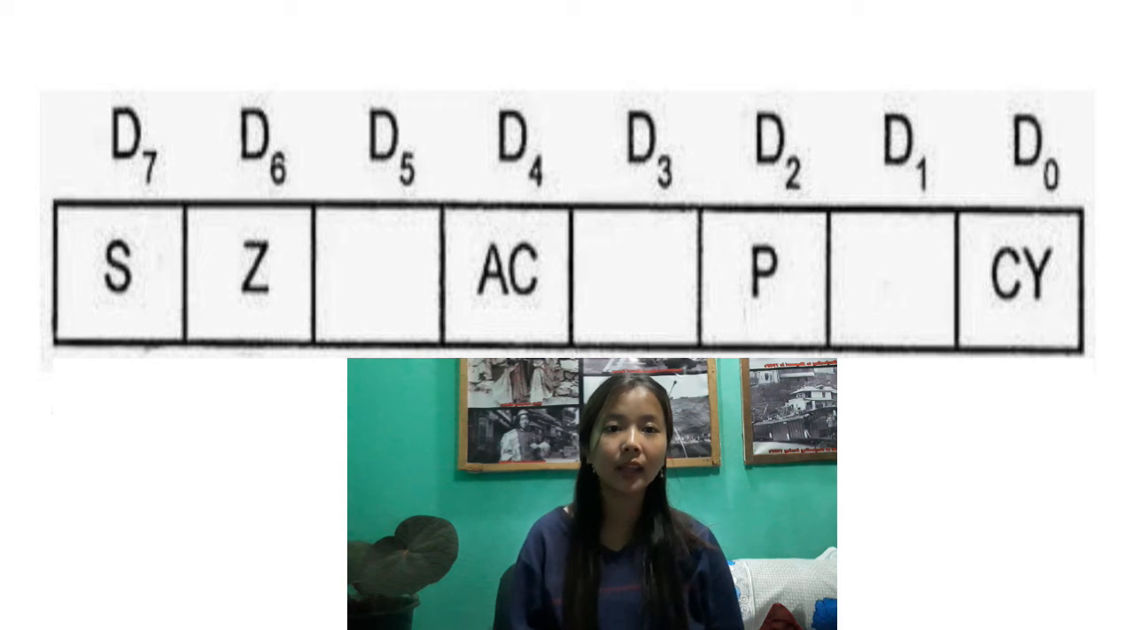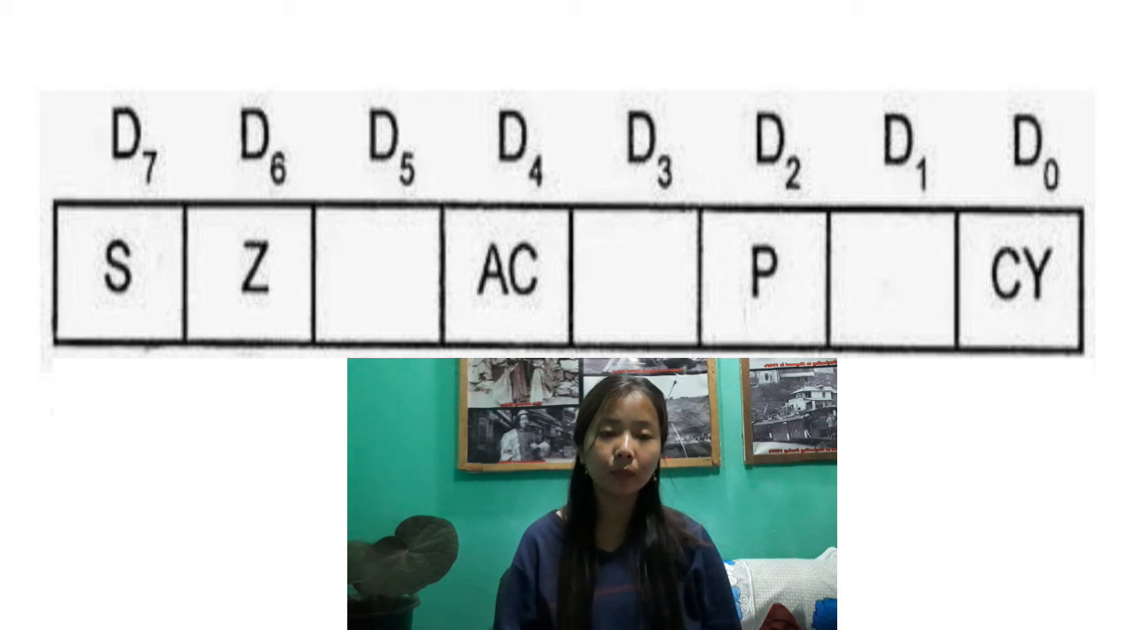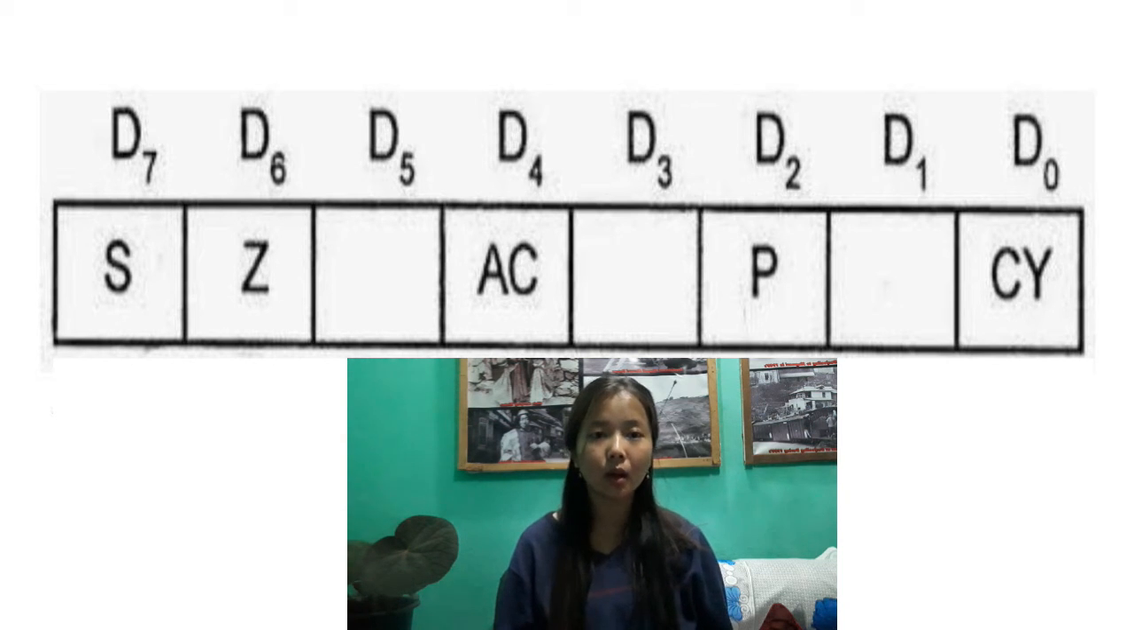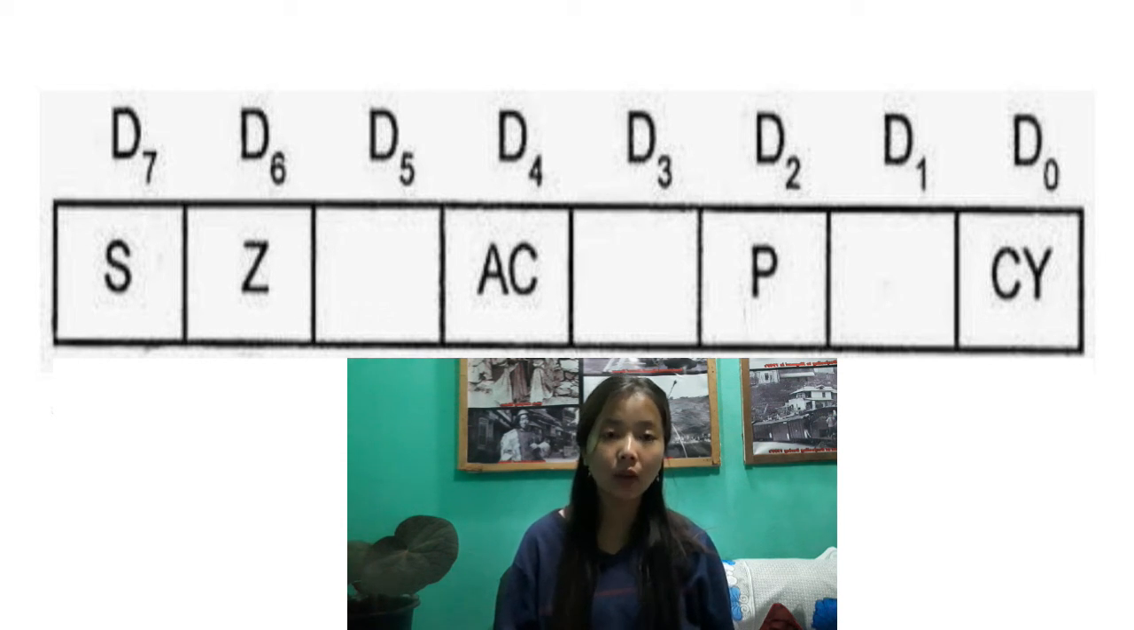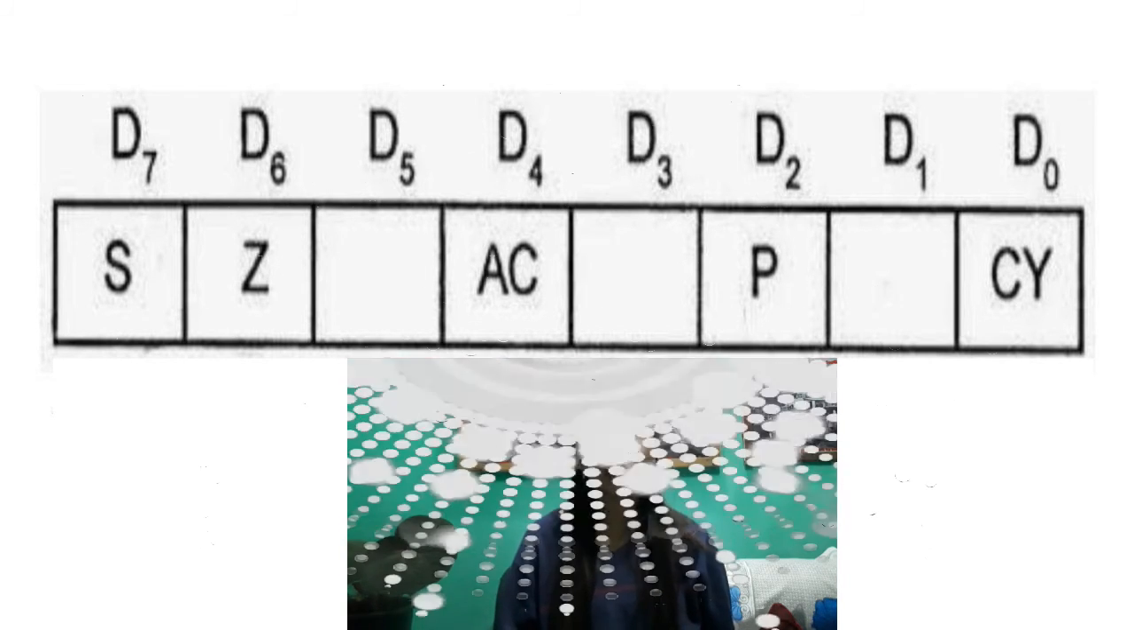Now let's talk about flags. The ALU includes 5 flip-flops which are set or reset after an operation according to the data condition of the result in the accumulator and other registers. They are called zero, which is denoted by the sign Z, carry CY, sign S, parity P, and auxiliary carry AC. The most commonly used flags are zero, carry, and sign. The microprocessor uses these flags to test data conditions.